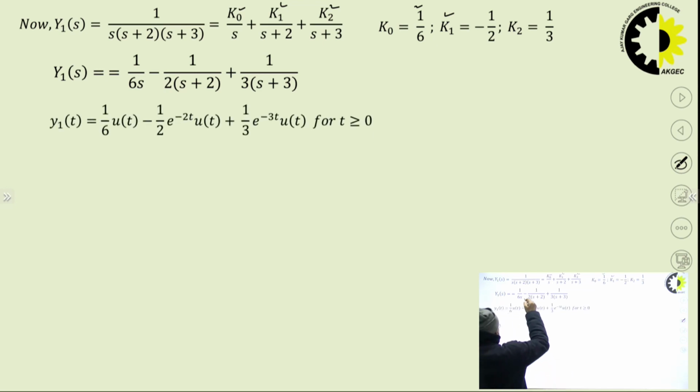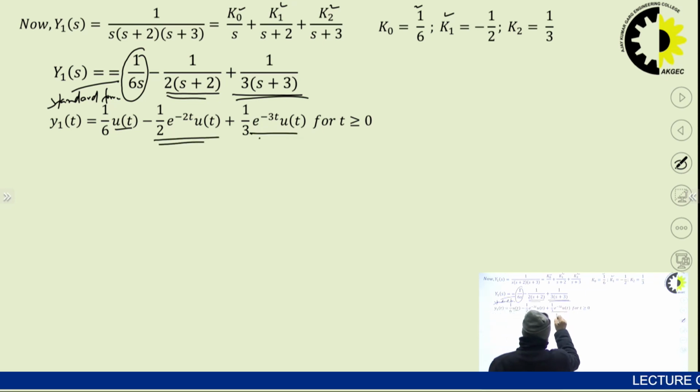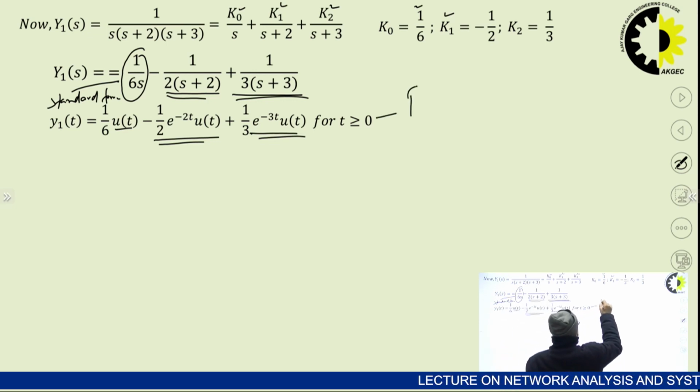This is the standard form, so we can write the inverse Laplace transform directly. The inverse Laplace transform of 1/s is u(t). Similarly, the other terms are also in a standard form, so the inverse Laplace transform will be this one. This is called the forced response.